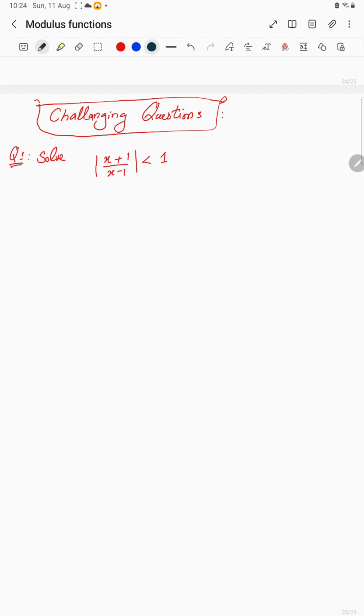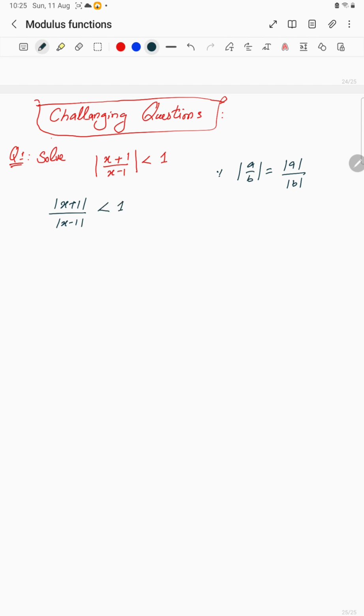The question states: solve the inequality modulus of (x plus 1) over (x minus 1) less than 1. Here we know the property that modulus of a over b can be written as modulus of a over modulus of b, right? So with the help of this property, we can write modulus of x plus 1 over modulus of x minus 1 less than 1.